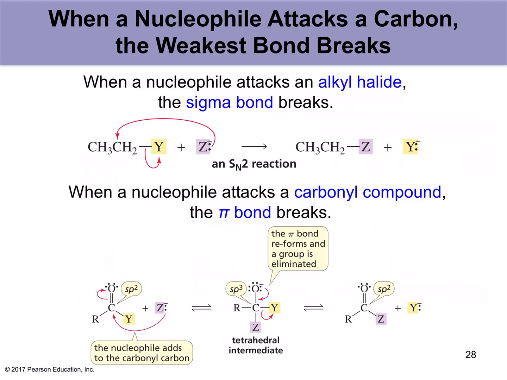When a nucleophile attacks a carbon, the weakest bond breaks. For example, when a nucleophile like Z attacks an alkyl halide, the sigma bond between carbon and Y, if this is weak, is going to break, and then we will get the SN2 substituted product. When a nucleophile attacks a carbonyl compound, it is always the pi bond that breaks, not the carbon-Y bond. The nucleophile adds to the carbonyl carbon and forms a tetrahedral intermediate, then the pi bond reforms and the weaker bond leaves.